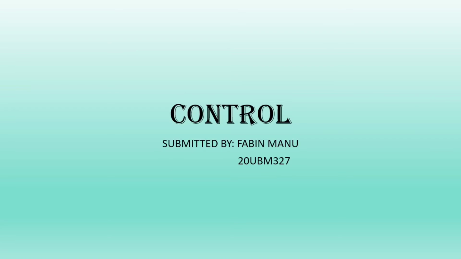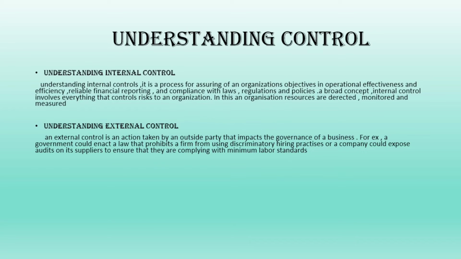Control. Understanding control. There are two types of control: understanding internal control and understanding external control. Understanding internal control: internal control is a process for assuring an organization's objectives in operational effectiveness and efficiency, reliable financial reporting, and compliance with laws, regulations, and policies. A broad concept, internal control involves everything that controls risks to an organization. In this, an organization's resources are directed, monitored, and measured.